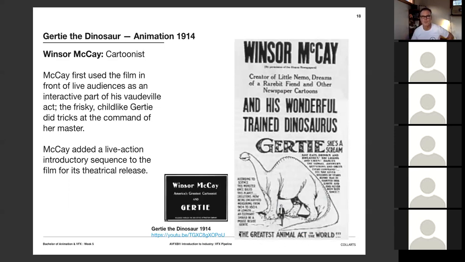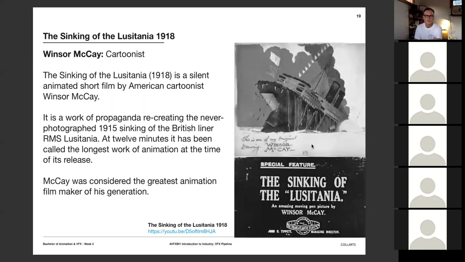But you can see it from this poster, the greatest animal act in the world. She's a scream, because when he pulls this dinosaur out, people just thought it was real. They go, oh my God, freaked out. Check it out, it's really good. The third film that he made was really important.